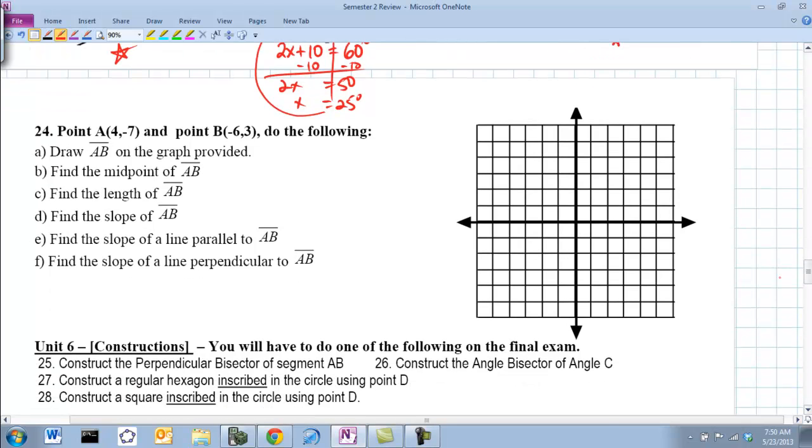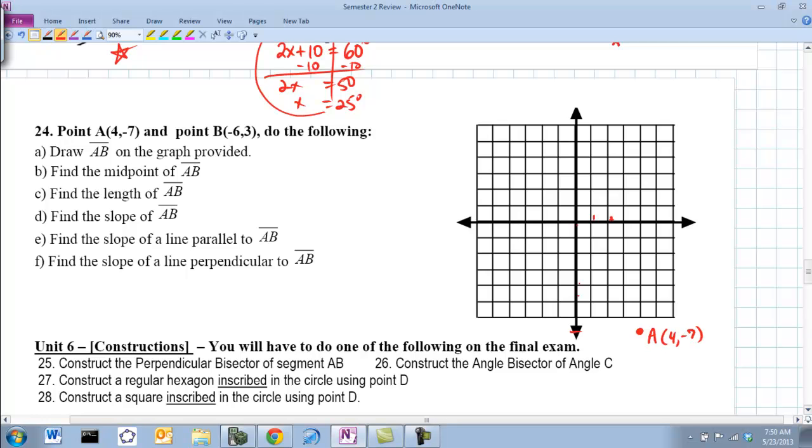Okay, 24 is one that I'm going to do part of. I'm not going to do all of it. Plotting the points is something that you should be good at. There's no numbers on this, so I'm just going to assume it goes by ones. So this would be at 4, and negative 7 is way down here. Unfortunately, it's off the picture. 1, 2, 3, 4, 5, 6. Yep. Too bad about that. So that's point A at 4, negative 7.